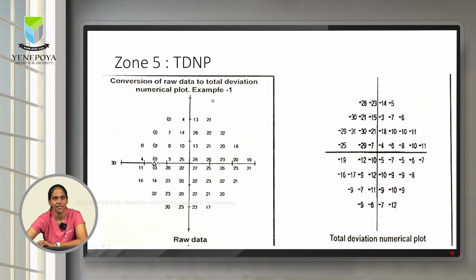Zone 5 is your total deviation numerical plot. This is your raw data, the first thing that you see on your perimetry, and this is the total deviation numerical plot. So, what exactly is it? I told you that all your patient's data will be compared with the normative for the age and gender, right? That is what they are doing. They will subtract it from your raw data to give your total deviation numerical plot.